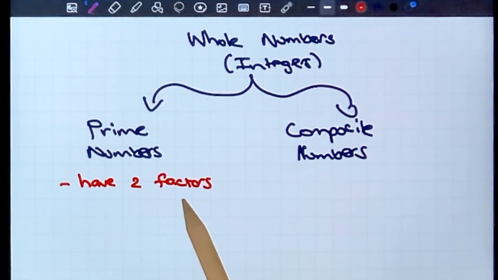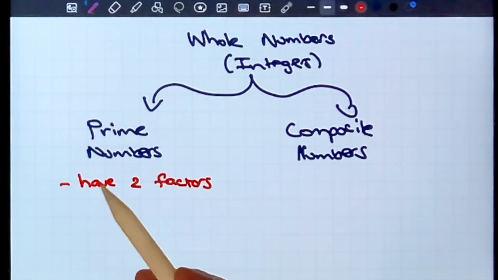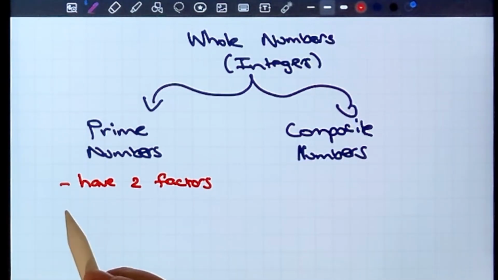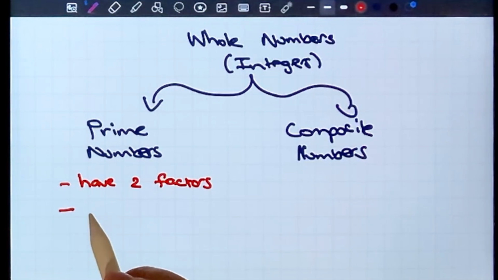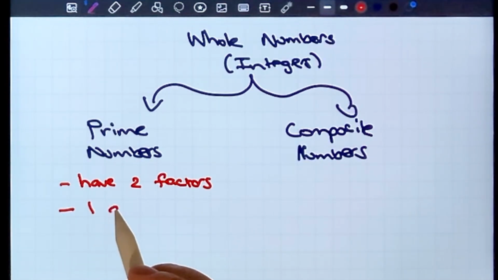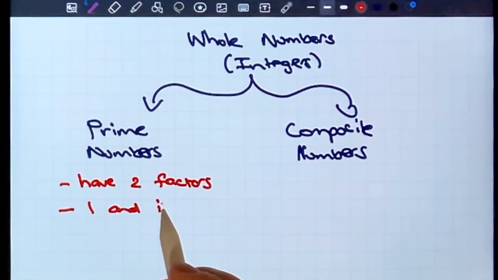So just as a reminder, a factor is a whole number divisor. So it goes into your number without any remainders. And the two factors that prime numbers have are 1 and itself.